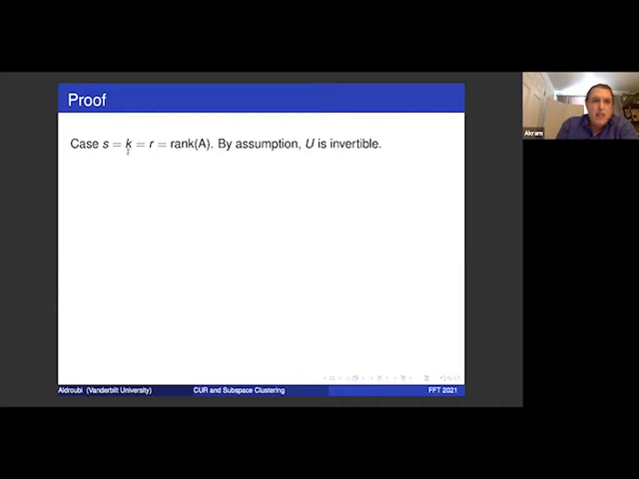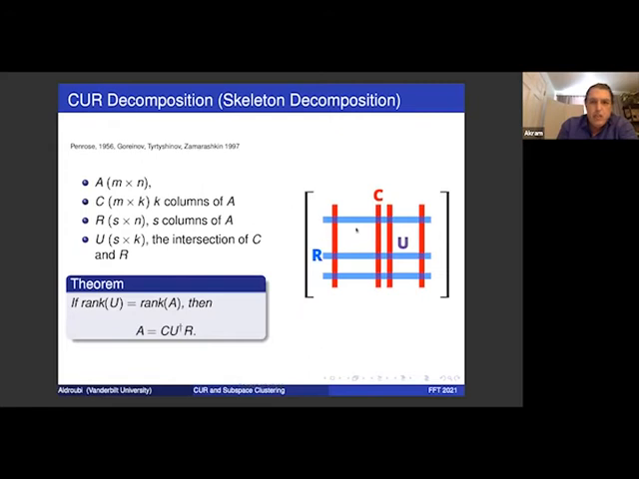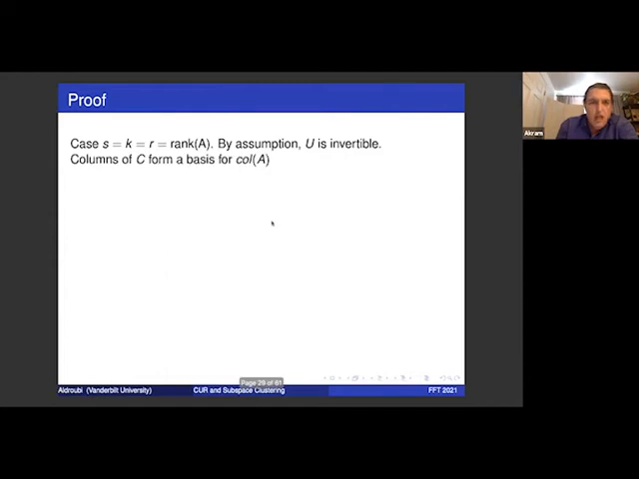Suppose the number of columns K and the number of rows S are equal, and equal to the rank of A, R. This is a restricted assumption for the moment. I'm going to assume that therefore U is invertible. This matrix U here is a square matrix, in this case where I take K equal to S equal to R. Since it has the same rank as A, I'm going to assume that this matrix is invertible. And so C, the columns of A, forms a basis for the columns of A.